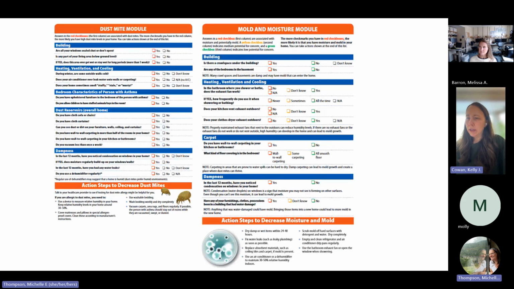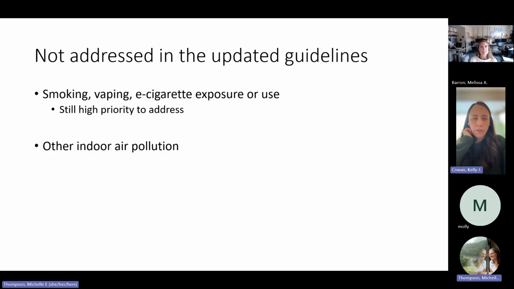Then it goes on to dust mites, mold and moisture, and again, giving suggestions about how to decrease dust mites and actions to decrease moisture and mold in the home. Next slide. Things that were not addressed in the updated asthma guidelines were smoking, vaping, and e-cigarette exposure or use. Those are still really high priority to address. And other indoor air pollution was not addressed in the updated guidelines, but obviously that's still important as well. Next slide.